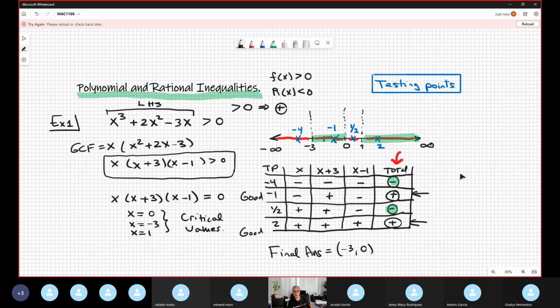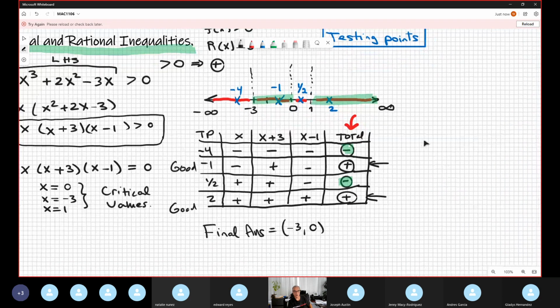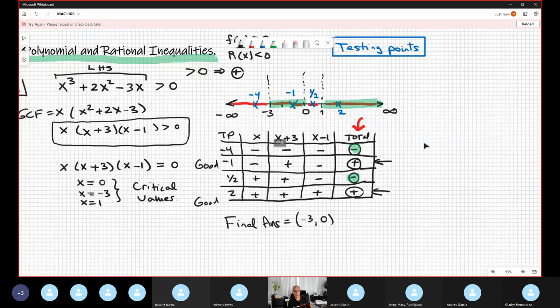Okay. The confusing part is some students make a mistake because they write the final answer including the testing point. No, the testing point is a totally arbitrary value inside the interval, but the interval is extending from -3 to 0.